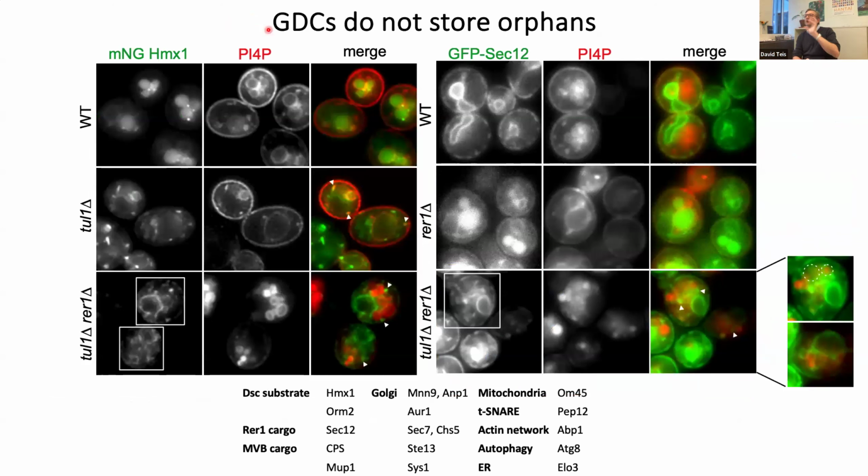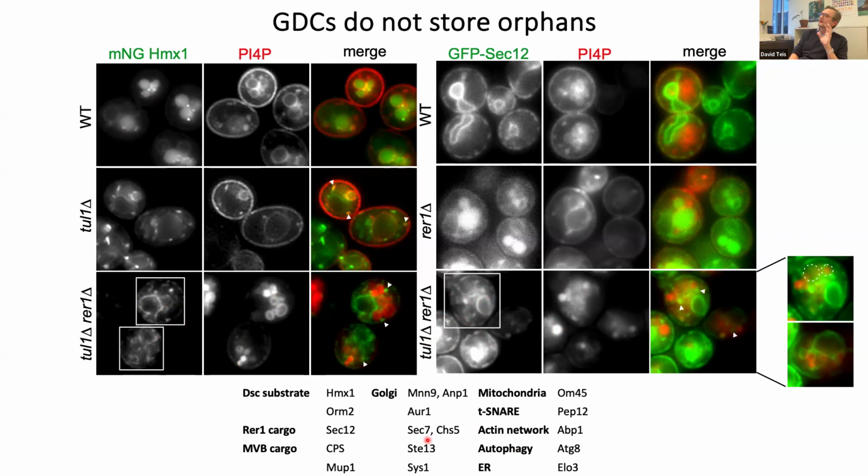So all the cargoes that we have looked at are excluded from these compartments, and they're not transported in these compartments. And we have not just looked at HMX1 or SEC12, which accumulate here, but never colocalize with these huge PF4P positive structures. We have looked at 20 other markers so far. Also, a lot of Golgi markers are not on these, what we call Golgi-derived compartments. So we really do not understand very well what they are and what they do.